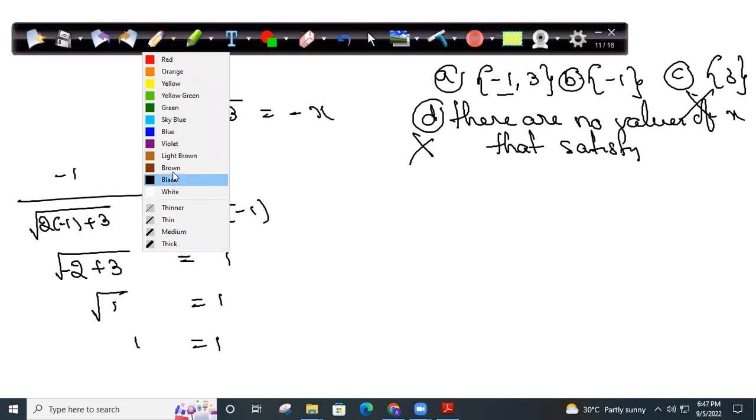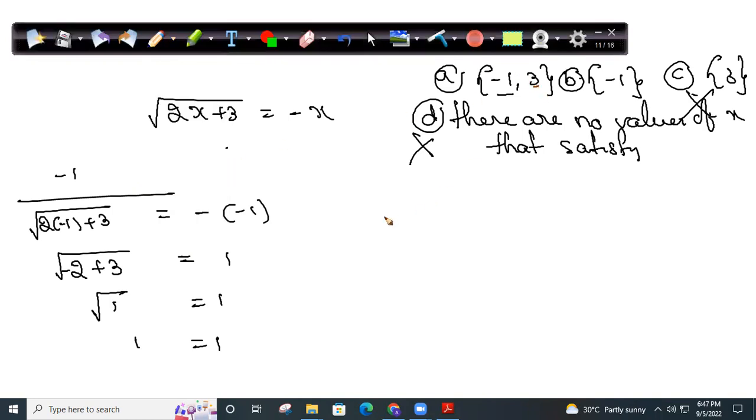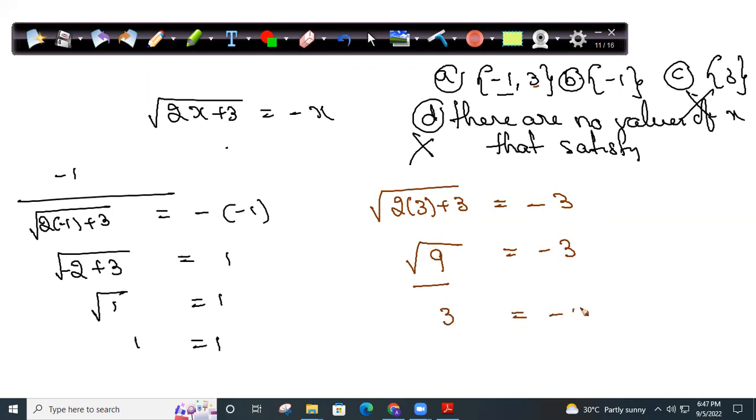Now look into 3. Try to plug in 3. Square root of left hand side is 2 into 3 plus 3 and right hand side is -3. Left hand side is 9, right hand side is -3. Left hand side is square root of 9, which is only 3. Right hand side is minus 3. 3 is definitely not equal to minus 3. So 3 cannot be the solution.